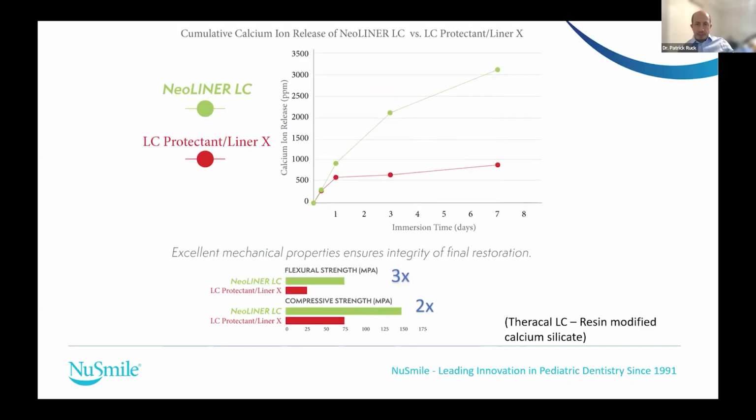Again, calcium release is important to these products. NeoLiner has a high degree of calcium ion release, and this is New Smile, and this is internal research that's here.